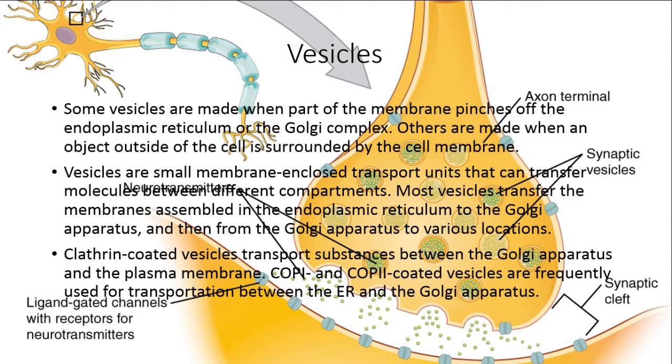Others are made when an object outside of the cell is surrounded by the cell membrane. The assembly of vesicles requires numerous coats to surround and bind to the protein being transported. These bind to the coat of the vesicle. They also trap various transmembrane receptor proteins called cargo receptors, which in turn trap the cargo molecule. Vesicles are small membrane-enclosed transport units that can transfer molecules between different compartments. Most vesicles transfer the membrane assembled in the endoplasmic reticulum to the plasma membrane.